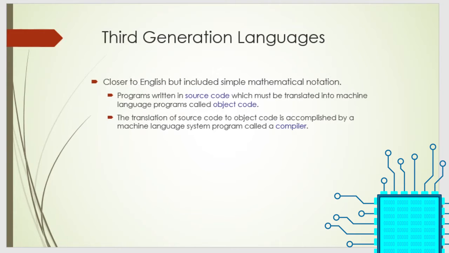Third generation languages are closer to English but include simple mathematical notations. Programs are written in source code, which must be translated into machine language for execution. This object code or target code is written in binary language. The translation of source code to object code is accomplished by a system program called a compiler. So, in third generation languages, we translate the source code into object code by using compilers.